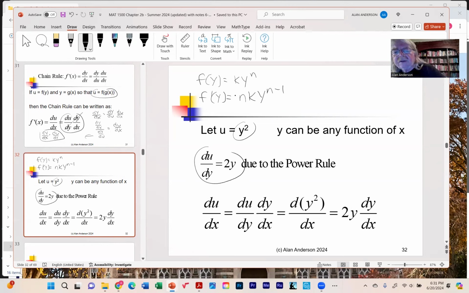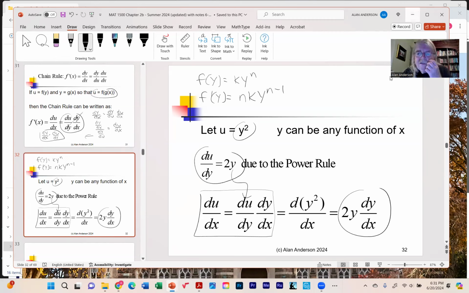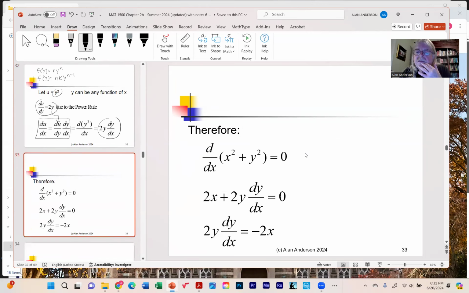Now we're going to plug that result in here. The du/dy is here. When you're done, that's what we have. Now, we don't have an expression for dy/dx yet. Right now, as things stand, this is the result of taking the derivative of just y squared. So now we're going to combine all of these.